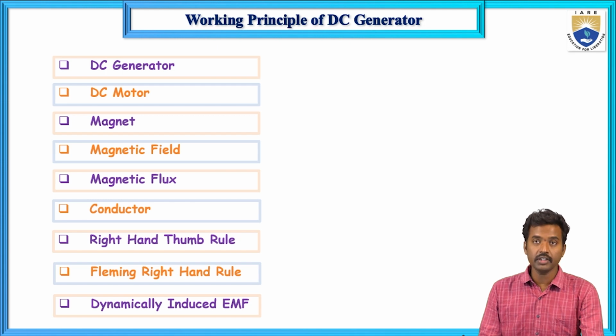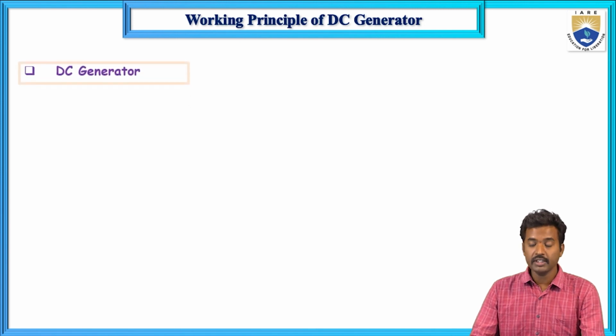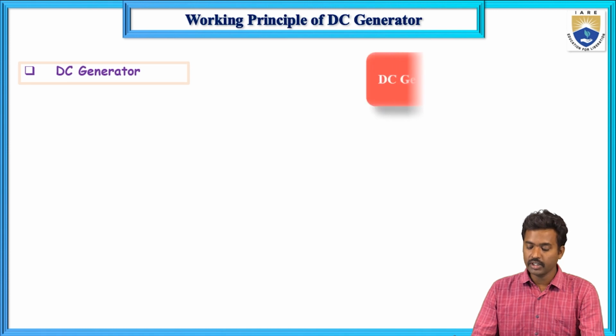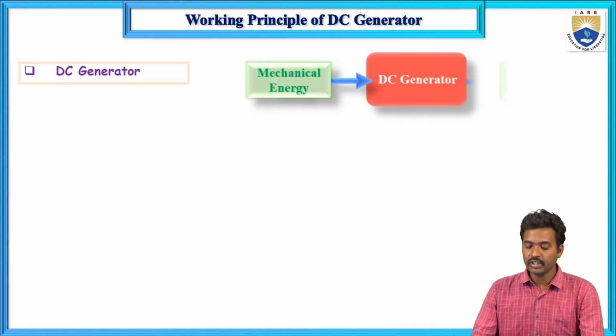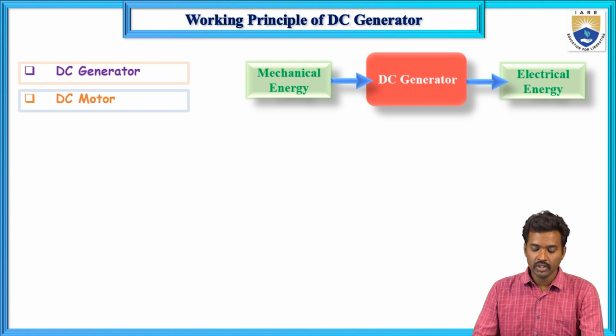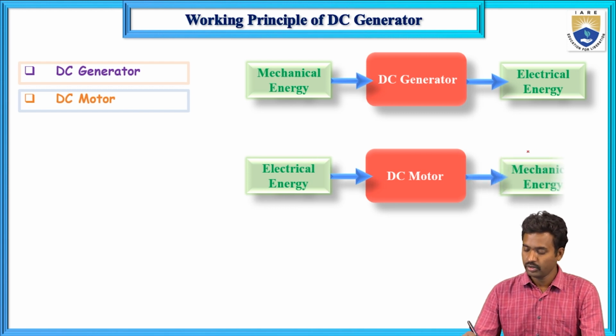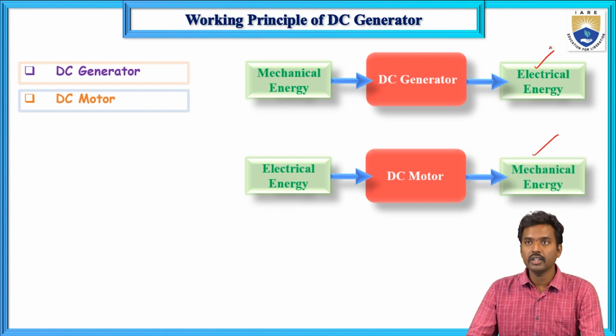The very first definition: what do you mean by DC generator? DC generator is a device which converts mechanical energy to electrical energy. What about DC motor? DC motor is a device which converts electrical energy to mechanical energy. The construction of DC generator and DC motor is the same, but the working principles are different.